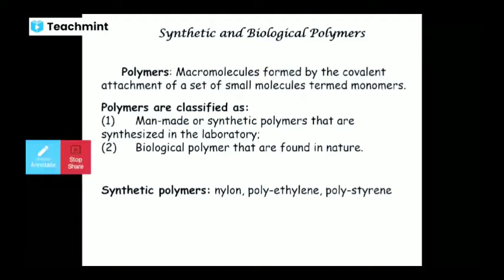Synthetic polymers are nylon, polyethylene, polystyrene, etc. Biological polymers: DNA, protein, carbohydrates.